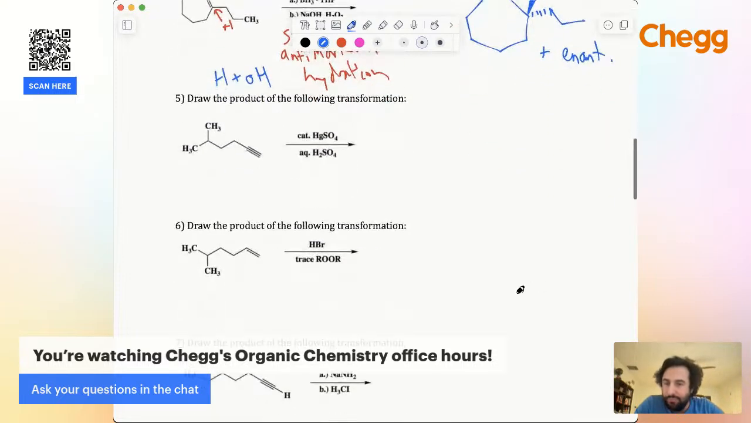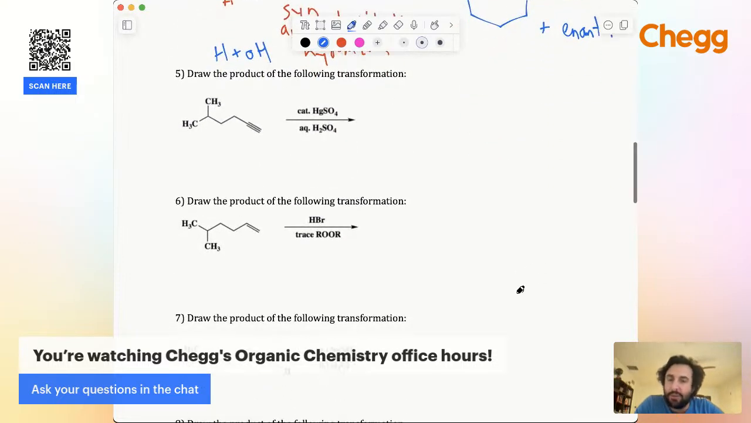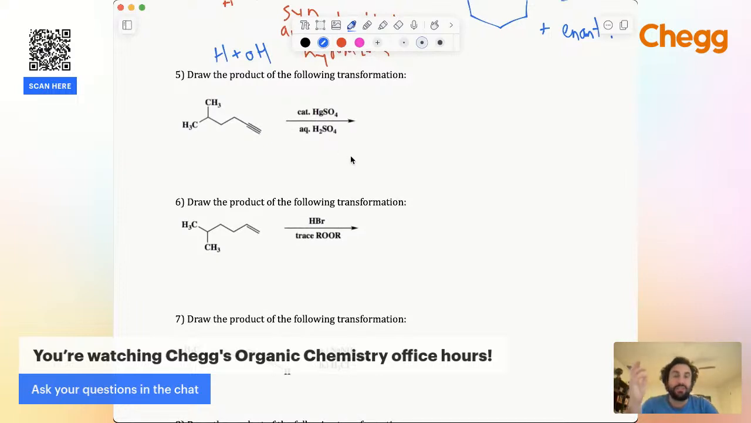Okay, so 5, draw the product of the following transformation. So this is another flashcard thing here. We have to look at this and know that we are doing Markovnikov hydration. So if this is Markovnikov hydration, if it is a hydration, we are adding H and OH.